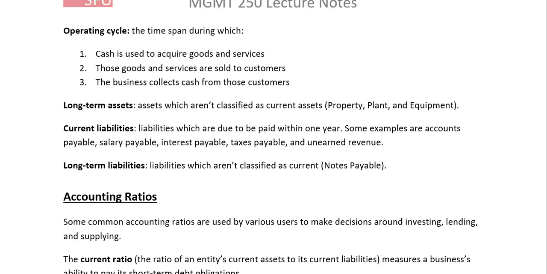Some long-term assets are assets which aren't classified as current. These are called property, plant, and equipment, or PP&E for short. Current liabilities are liabilities which are due to be paid within 1 year. Some examples are accounts payable, salary payable, interest payable, taxes payable, and unearned revenue. And long-term liabilities are liabilities which aren't classified as current. A good example of that is notes payable, which are debts typically due a long way from now.